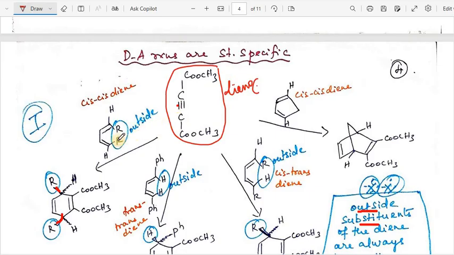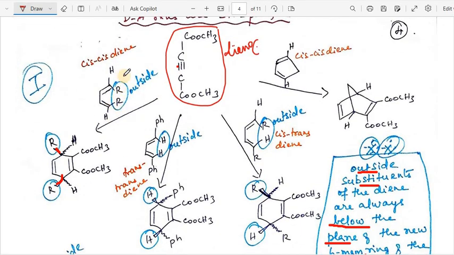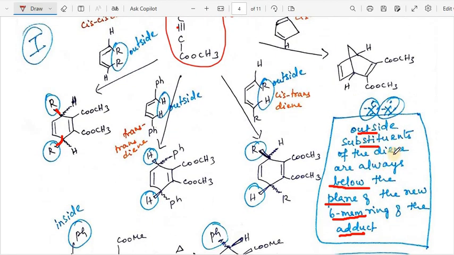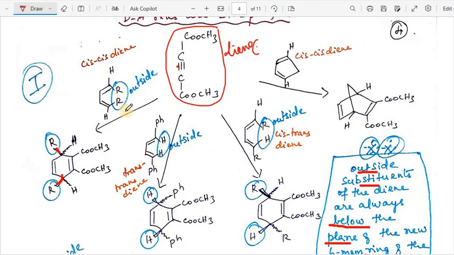First, let us take this diene, cis diene. And the substituents are outside here. Let us consider these two R substituents are outside. See, what is the rule here? Outside substituents of the diene are always below the plane of the new 6-membered ring of the adduct. See here, this R and R substituents are outside, and in the product they are below the plane. Below the plane. See, this R and this R are below the plane. We are taking a cis diene.